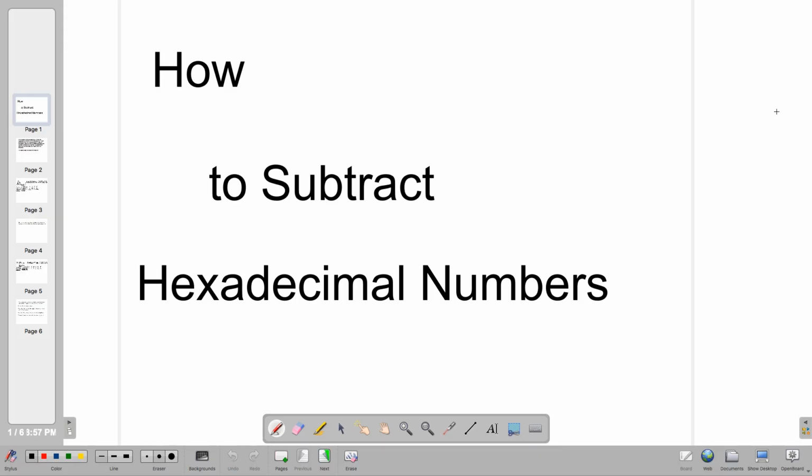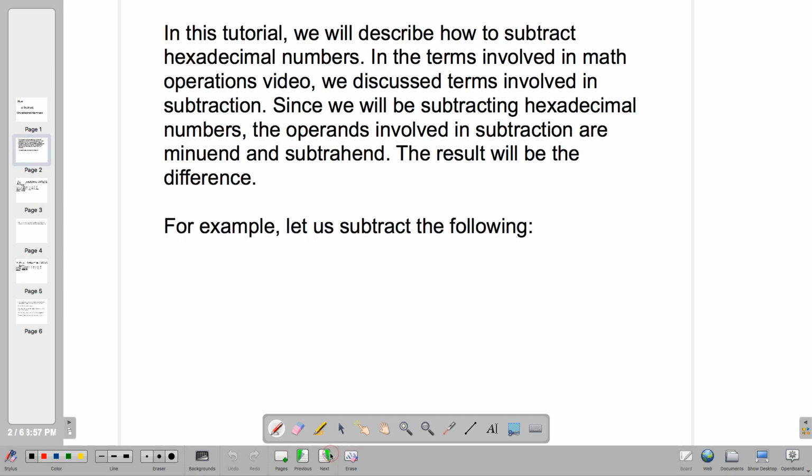How to subtract hexadecimal numbers. In this tutorial, we will describe how to subtract hexadecimal numbers. In the terms involved in math operations video, we will discuss terms involved in subtraction. Since we will be subtracting hexadecimal numbers, the operands involved in subtraction are minuend and subtrahend. The result would be the difference.